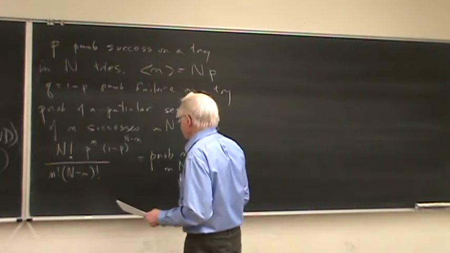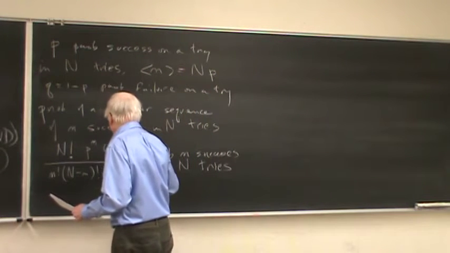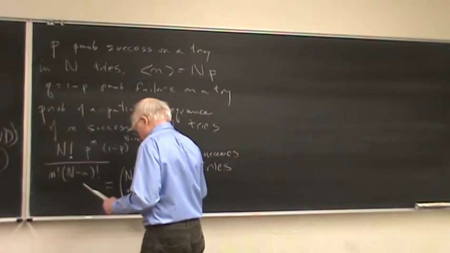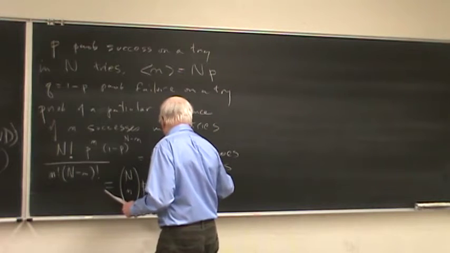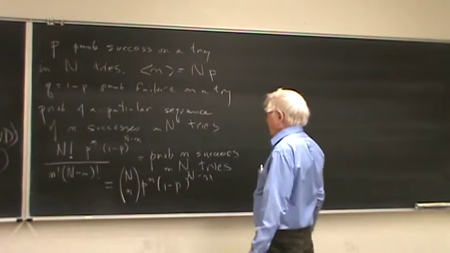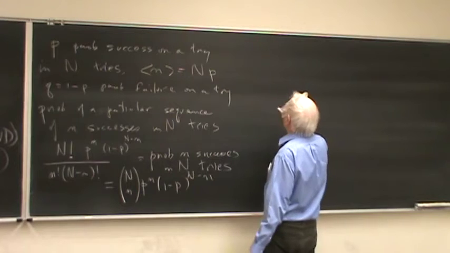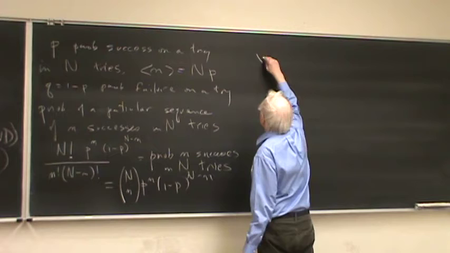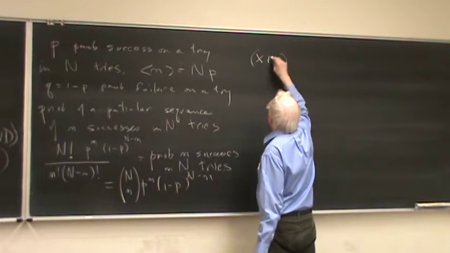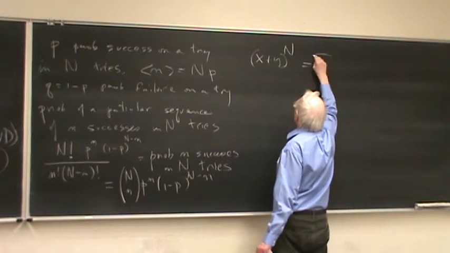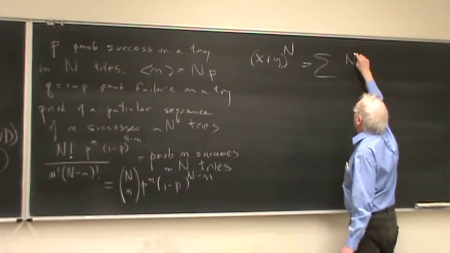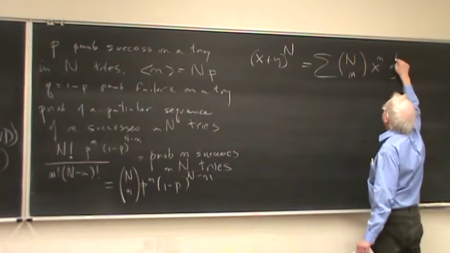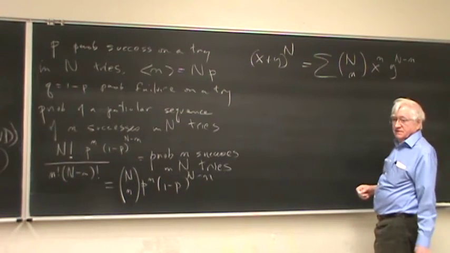And this is often written as the binomial coefficient times p to the n, 1 minus p to the N minus n. And now, if you remember the formula, x plus y to the N, that's the sum of the binomial coefficient times x to the n, y to the N minus n. Okay?